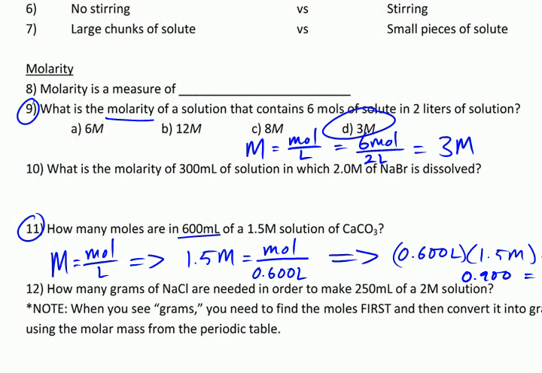So you just punch that in the calculator, you should get 0.900 moles. You have 0.900 moles of calcium carbonate in a 600 milliliter solution at a concentration of 1.5 molar.